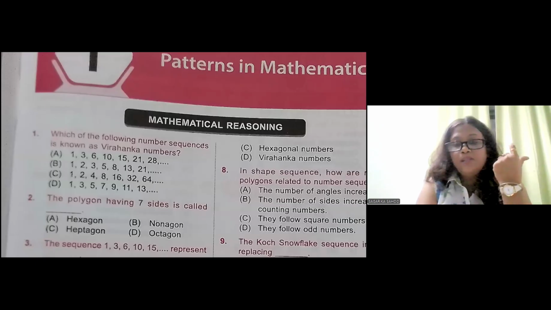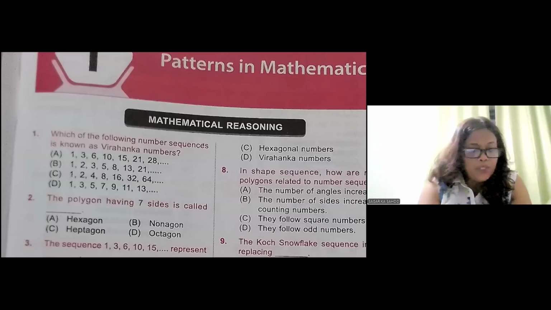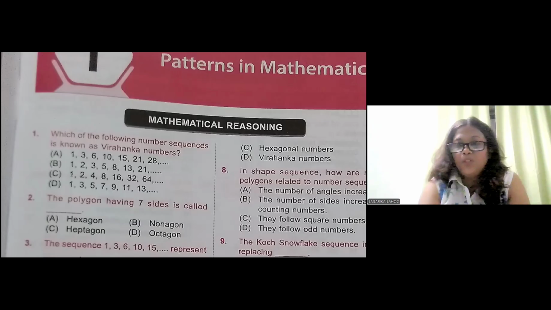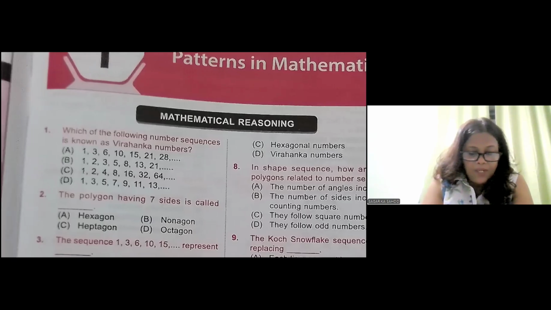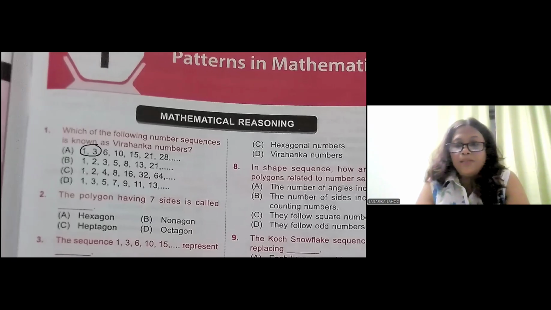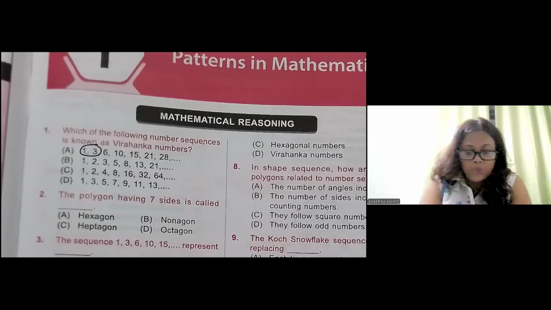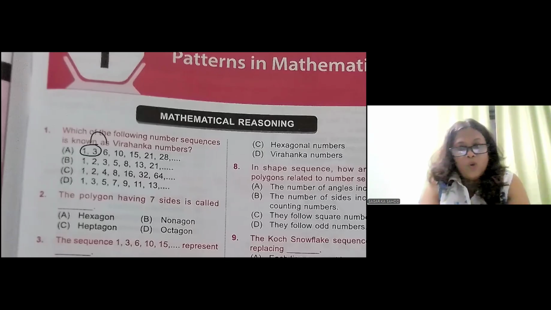So, in the Fibonacci sequence, a number is the sum of the preceding two numbers. Here you will see there are four options given to us. Let me make you understand first. Here you see 1 plus 3, which makes 4. So my next number according to Viranka numbers should be four, but it is six, which is a wrong option.